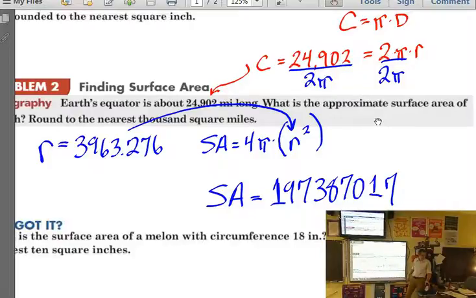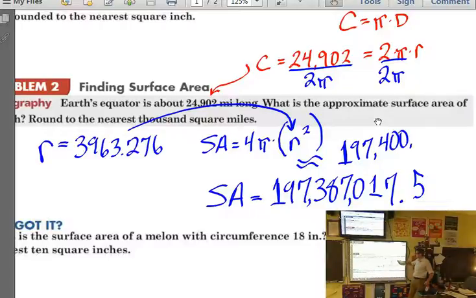Is that the end of it? Is that where the decimal is? To the nearest 100,000 square miles, we would have 197,400,000 approximately. Let me check the math. Check what you calculated. Oh, yeah, okay, we're good. That's nearest 100,000, not nearest 1,000.